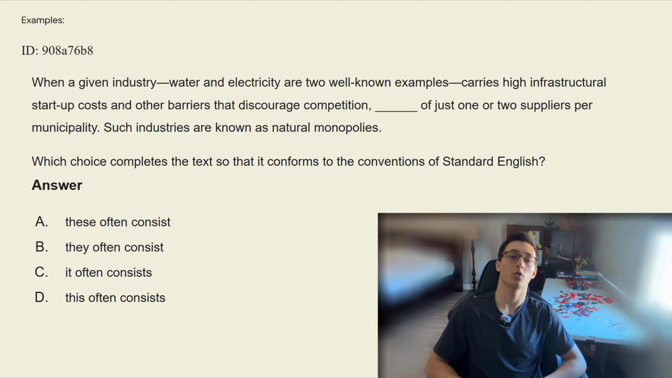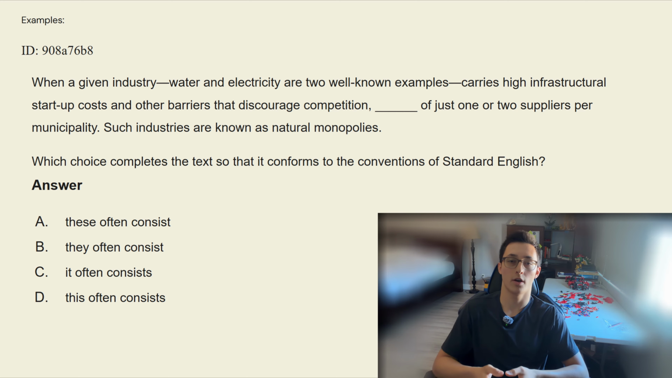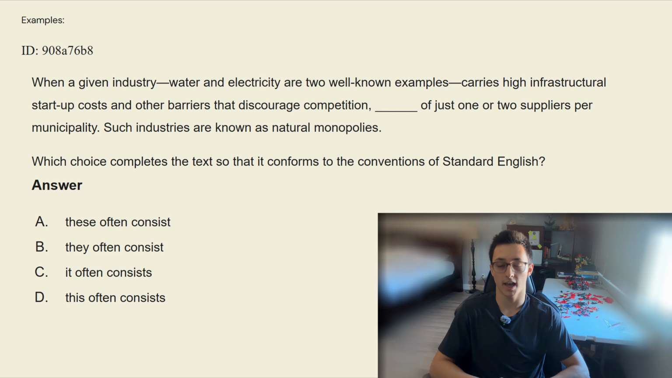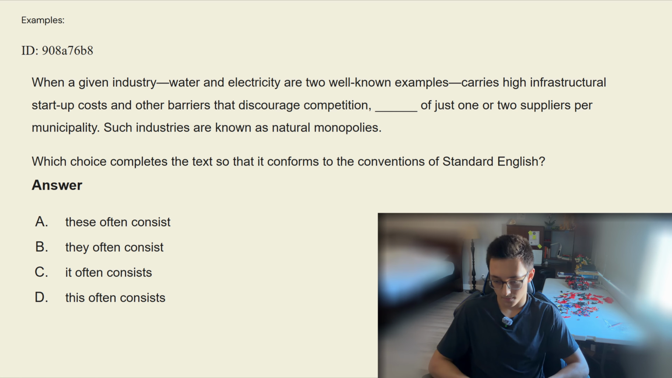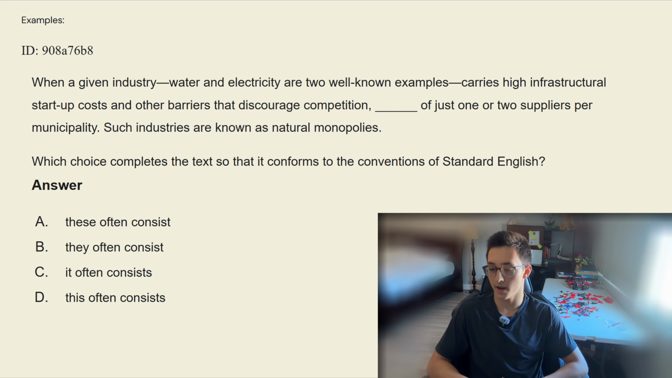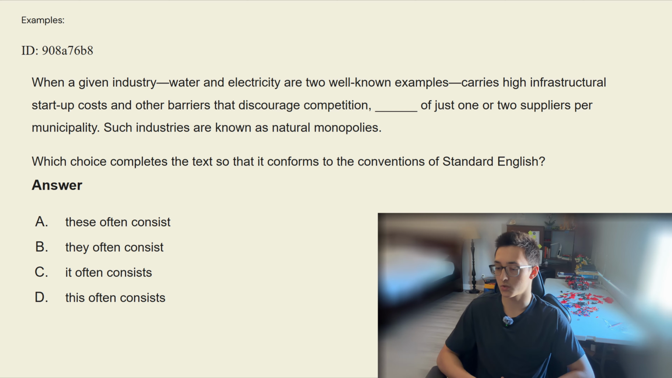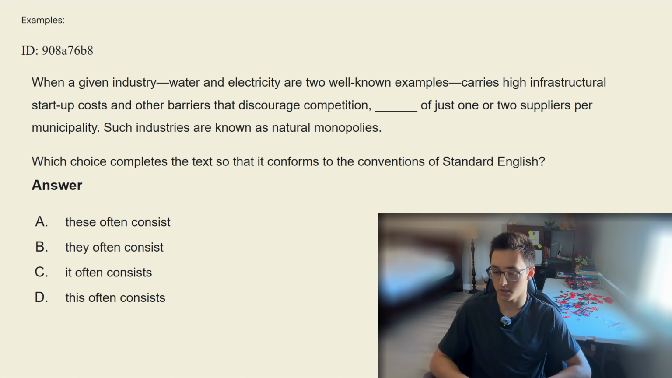Now let's look at this final question, guys. After this, you guys will have mastered part 1 of form, structure, and sense, all right? You guys can try this one on your own if you'd like. Go ahead and pause the video and come back when you have an answer. Now let's go ahead and solve it together. When a given industry carries high startup costs and other barriers, blank of just 1 or 2 suppliers per municipality. Such industries are known as natural monopolies.